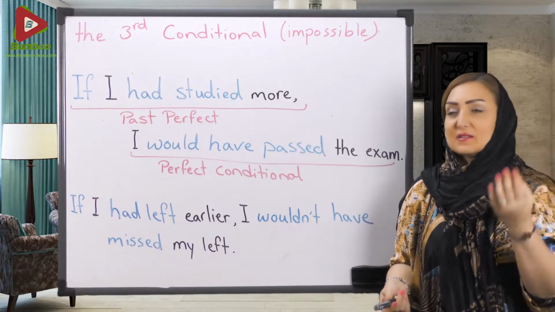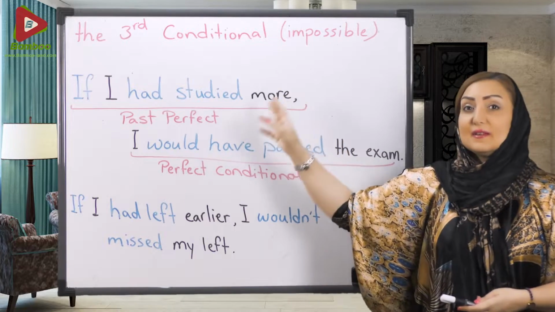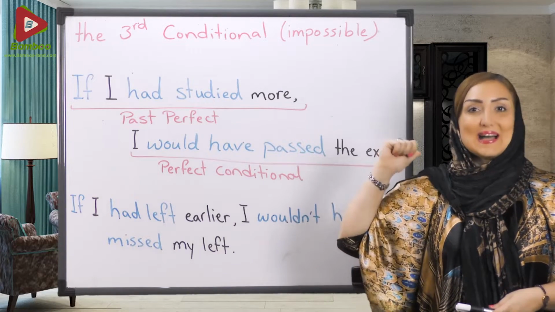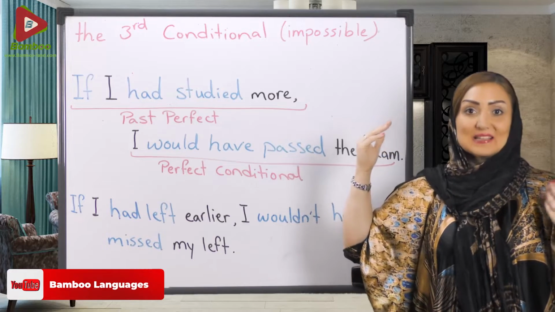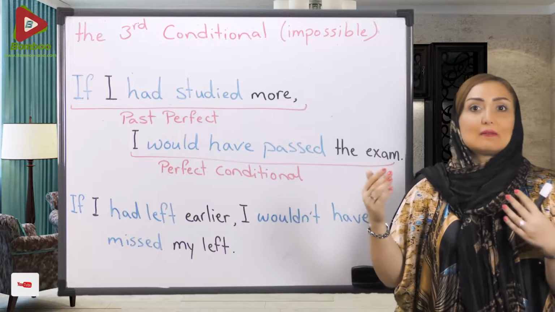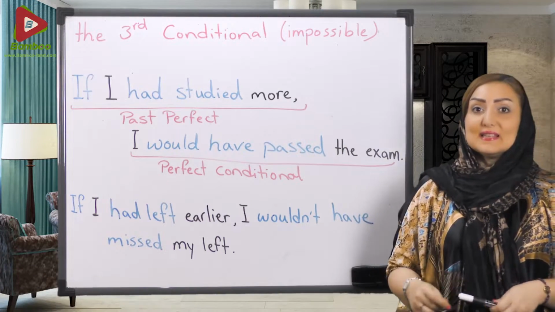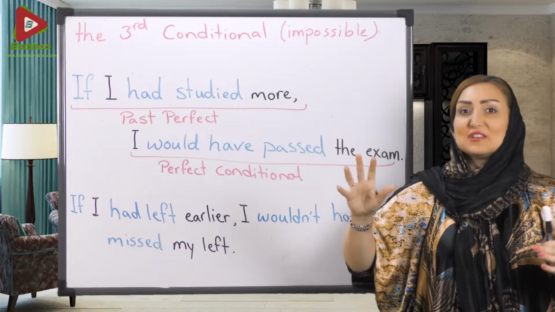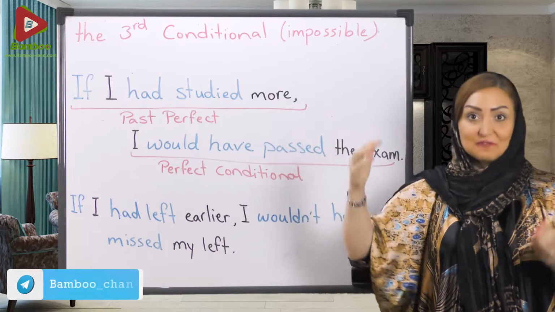Unlike the zero, the first and the second conditional, the third conditional sentences are about the past, a situation that happened or didn't happen in the past, and the imaginary result that hadn't happened in the past, of course. So this can't be changed because everything was in the past and now we cannot change it. We can just talk about it. We wish that it was somehow different.